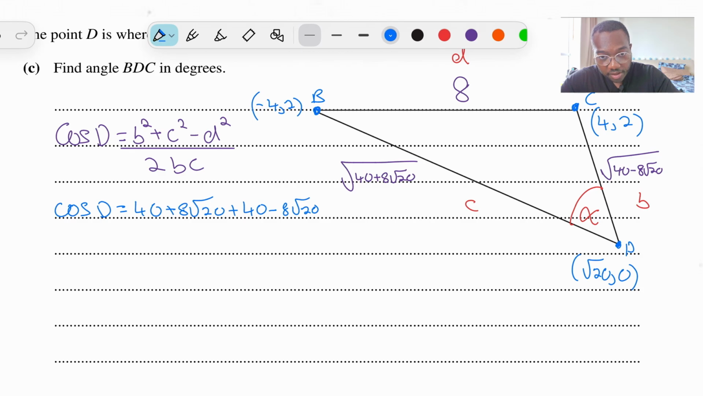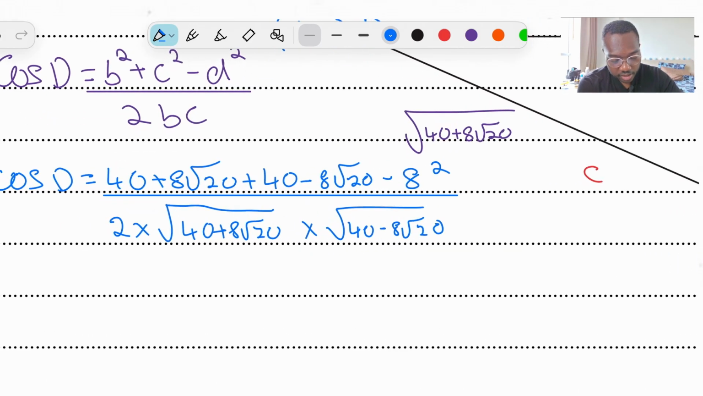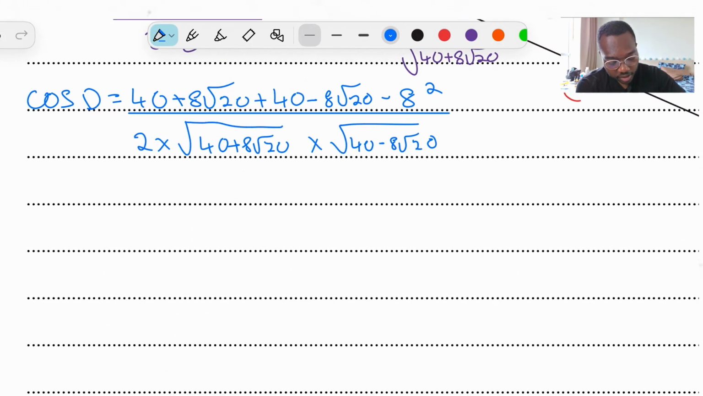Well, that is just a minus 8 squared, okay? So like that. And then that will be over 2 times the square root of 40 plus 8 root 20, and then also times the square root of 40 minus 8 root 20. So let's start with the numerator.